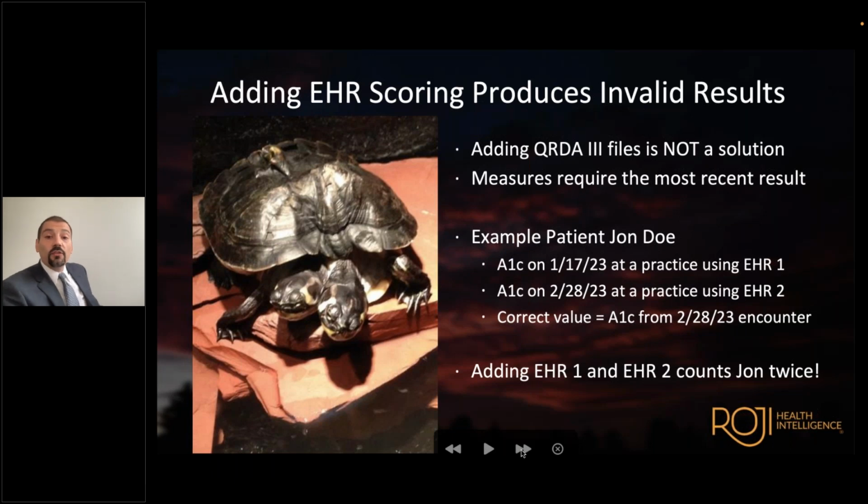Now in 6 weeks, let's say John Doe gets a second A1C done at a practice using EHR2. So the way the measure works, you are supposed to report on the patient's most recent A1C value to determine, when they're aggregated together, if the population is overall in control. So if you add up the QRDA 3s from practice 1 or EHR1 and EHR2, you're going to have John in there twice. And John is not there twice. John is a single unique patient.